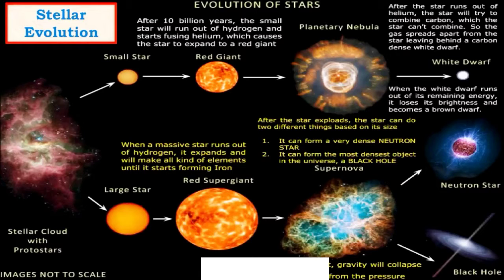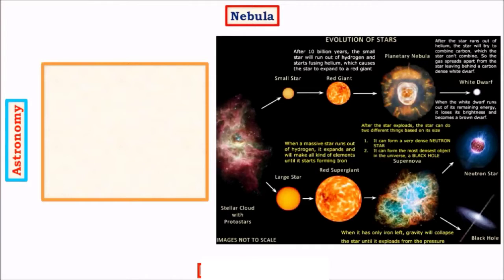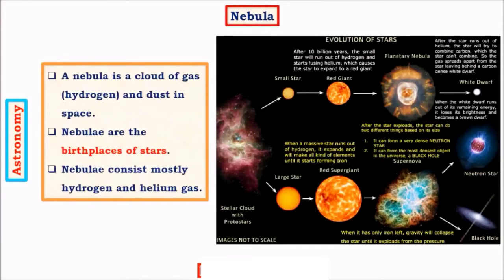So in the universe there are many stages of star formation. We'll look at each stage one by one. In the first stage we have seen the nebula. There is coalescence of atoms in the nebula, and this coalescence of atoms gives rise to stars. So the nebula is the birthplace of stars, and the main gases of the nebula are hydrogen and helium.